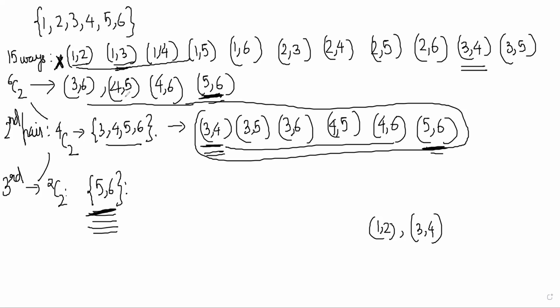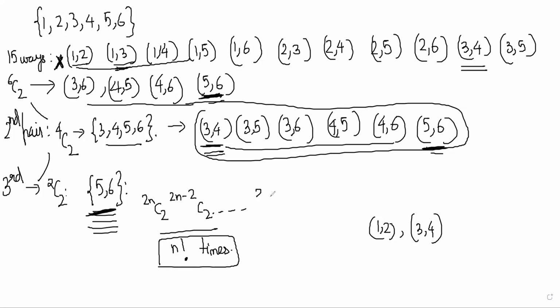Okay, right now this is slightly unclear. The book is saying that each thing is repeated n factorial times. Each pair is repeated n factorial times. So the answer that we got, 2nC2, 2n minus 2 C2, and so on, 2C2, you have to divide by n factorial. However, right now it is not immediately clear why n factorial.